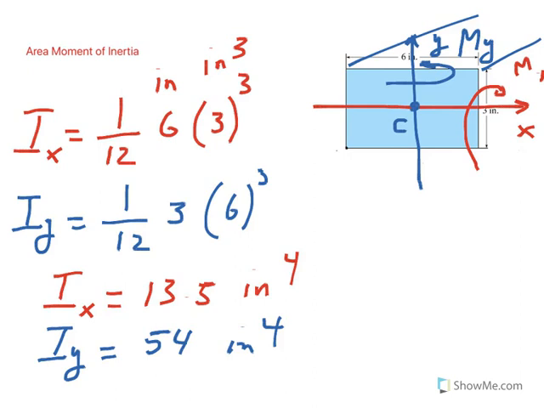The larger the moment of inertia, the more difficult it is to bend it about that axis. So you can see that I with respect to the y-axis is about 4 times larger than I with respect to the x-axis. So it's basically 4 times more difficult to bend it about the y-axis than the x-axis.